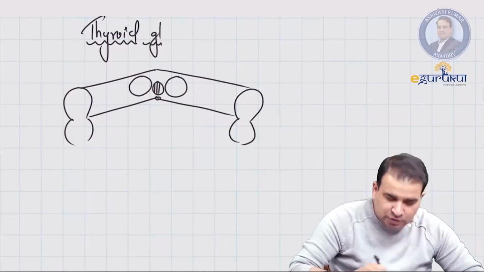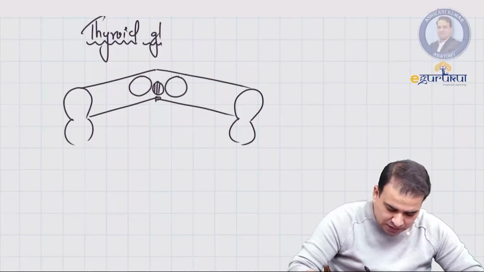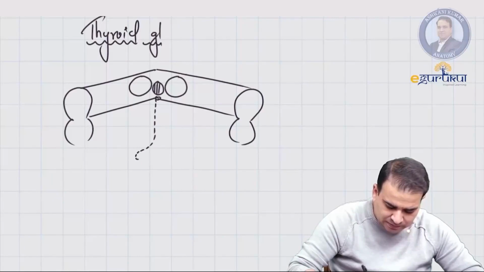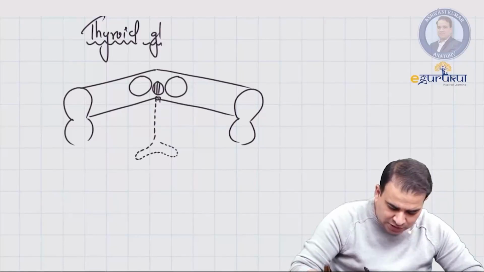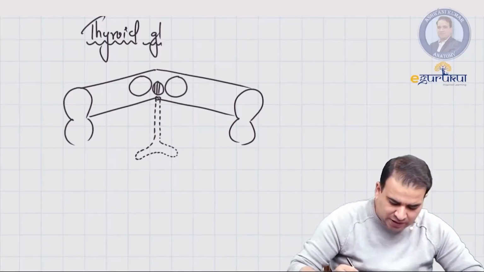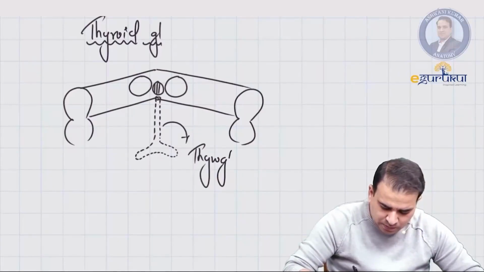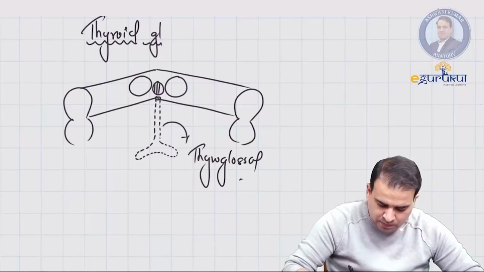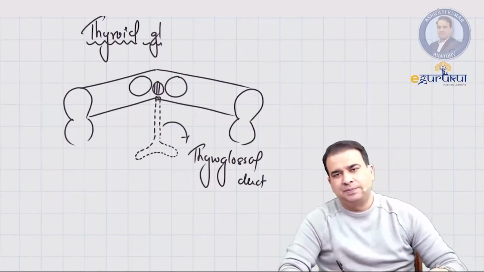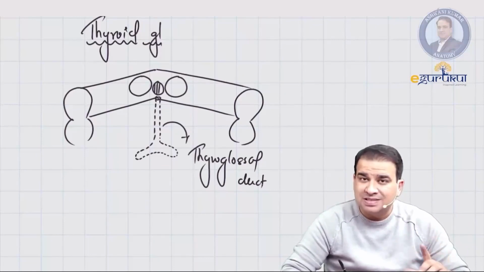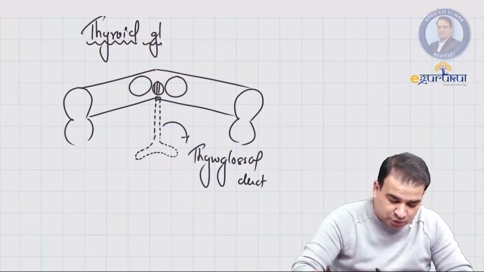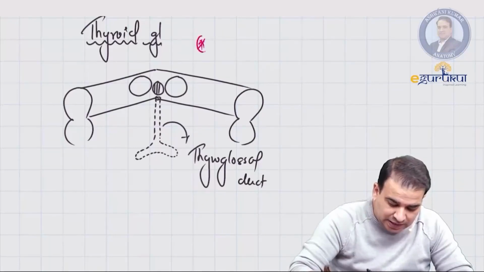And just behind the tuberculum impar, you will see a duct which will descend downward. That duct is called the thyroglossal duct, which will form these two extensions also, which will give rise to the lobes of thyroid. This duct is called the thyroglossal duct. Thyroid gland is the first endocrine gland to develop. You should know that also. This is the first endocrine gland to develop.